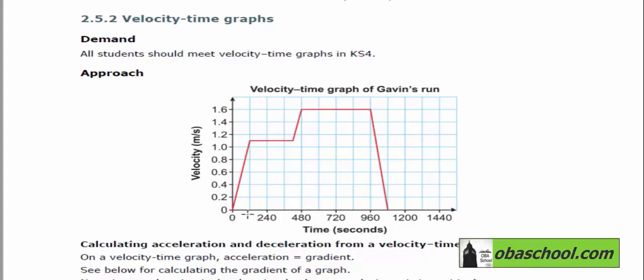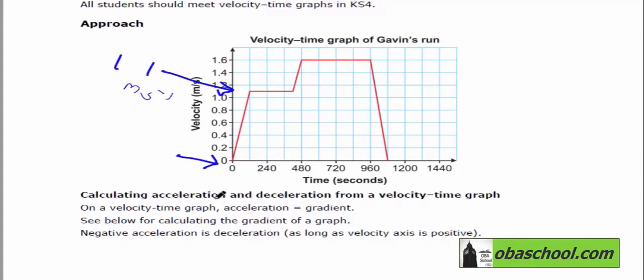Look here, from 0 until this point here, which is half of 240, the straight line is moving upward until it reached almost 1.1 meter per second, so the velocity is increasing. It was 0 at this point, and at this point the velocity is 1.1 meter per second. The velocity increased. Let's read below.